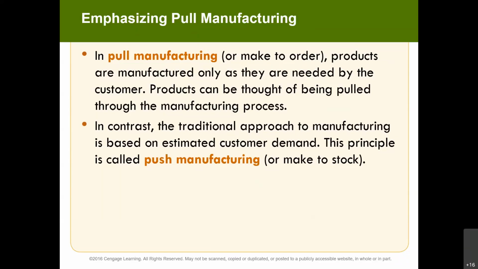That's called pull manufacturing. Now, the opposite is also true. In traditional manufacturing, think of this as like your auto manufacturers that build up inventory. When they build up inventory, this is called push manufacturing. The traditional approach is called push manufacturing. It's based off of customer demand. So in this principle, it's called push manufacturing. It's where they build up inventory based off of consumer demand.